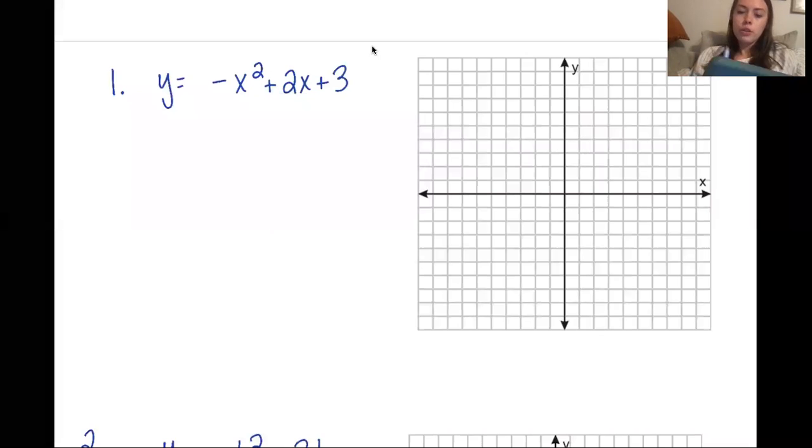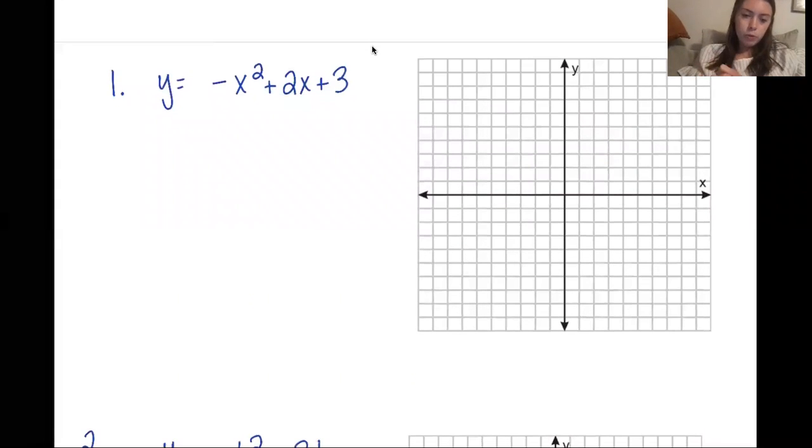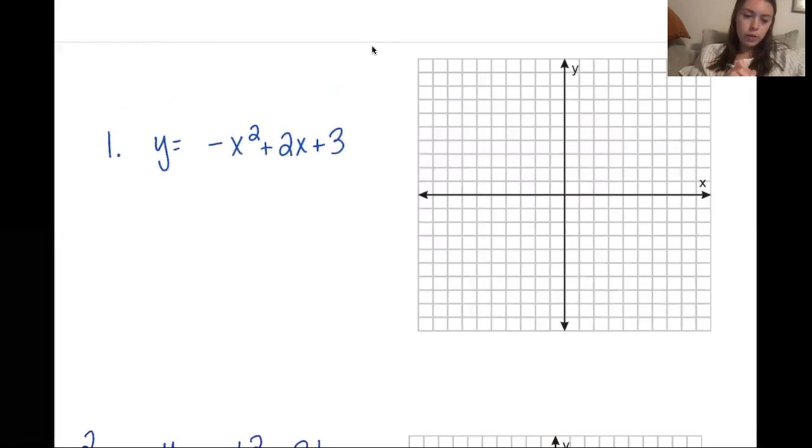Okay, so we are going to do 2 example problems together on graphing in standard form. Remember standard form, we just would have reviewed this, but standard form is anything in the form of y equals ax squared plus bx plus c. So a always goes with the variable that's squared, b always goes with the variable that's just a singular x, and then c is the one that's just a coefficient.